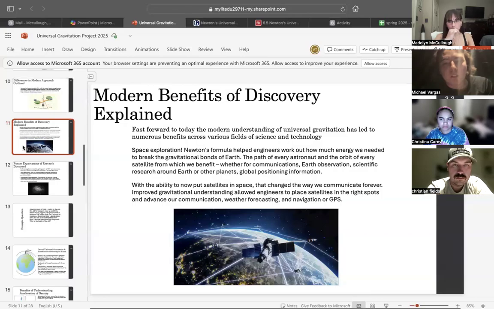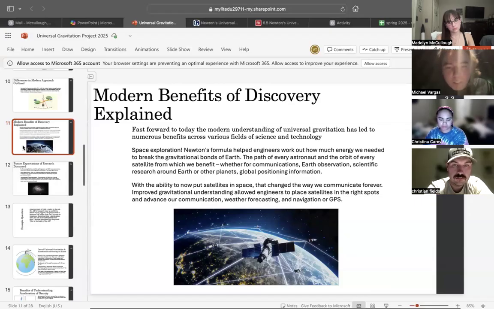Slide 3.3 Modern benefits of discovery explained. Fast forward to today, the modern understanding of universal gravitation has led to numerous benefits across various fields of science and technology. Space exploration. Newton's formula helped engineers work out how much energy we needed to break the gravitational bonds of Earth.